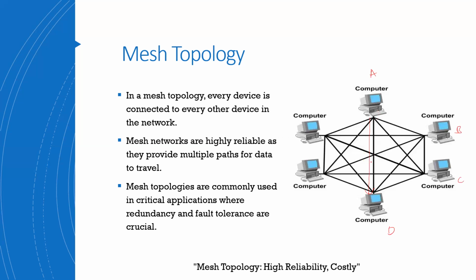What if this connection gets lost? Then we can communicate from A to B, B to C, then C to D. So mesh topology has high reliability, but the cost will also increase because we are using a lot of cables here. Each computer has multiple cables connected to each device.